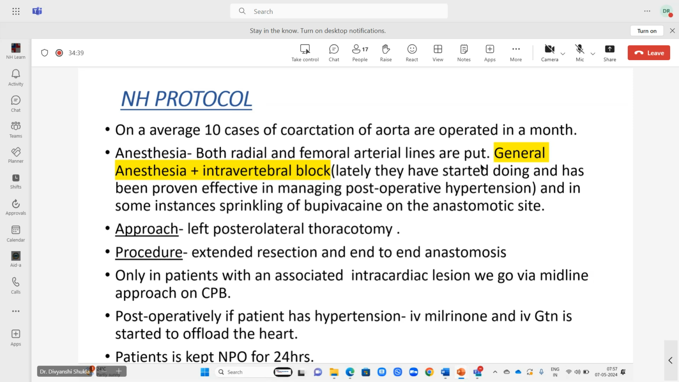Approach: we go by left posterolateral thoracotomy. Procedure: extended resection and end-to-end anastomosis mostly. Only in patients with associated intracardiac lesion we go via midline approach on CPB.